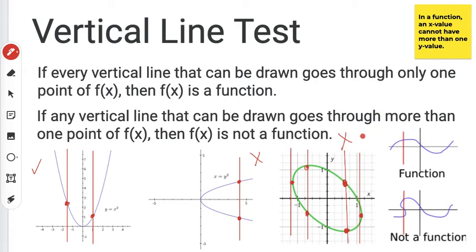So that's the vertical line test. It tells you whether or not the graph of a relation is a function or not. Because in a function, any x value cannot have more than one y value. And that is the vertical line test.